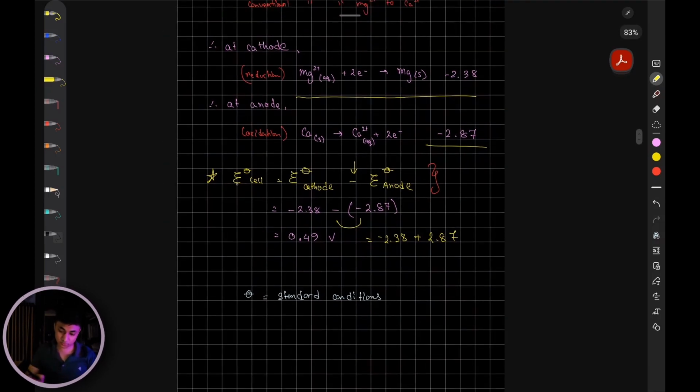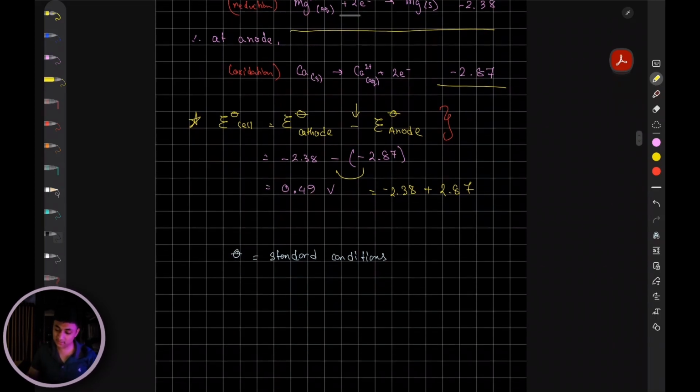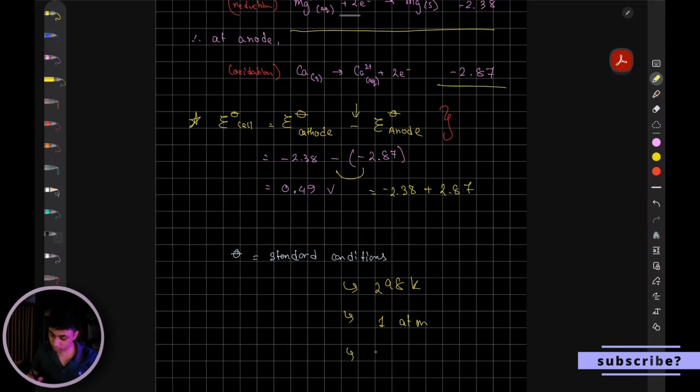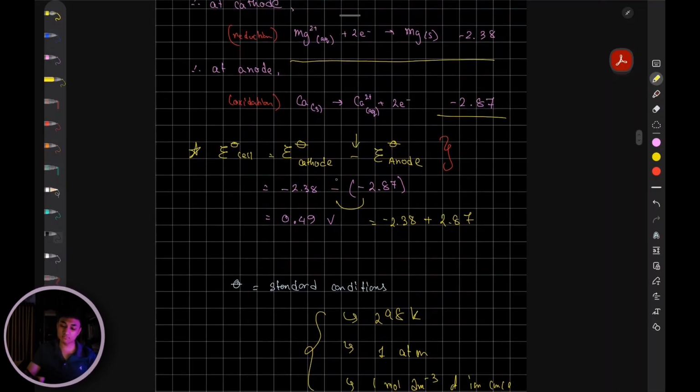The other thing is, you'll notice these circles on top of the E sign, that is the electrode potential sign. These basically mean standard conditions. The standard conditions again are 298 Kelvin, 1 atmospheric pressure, and 1 mole per dm cube of ion concentration. Right? So granted, all of these conditions are met, you can make this calculation to find the potential difference between two half cell equations.